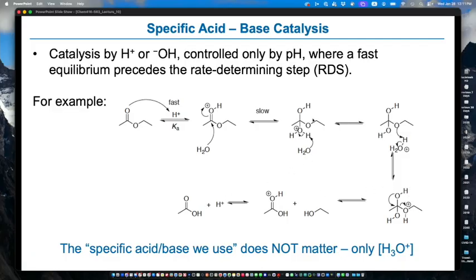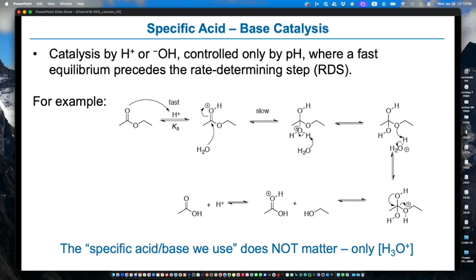Now, one of the simplifications we can make: every step after the slow step, we're going to bin together, right? The turnover limiting step is number 2. That means we're going to simplify the back half of that into just downhill, right? So let's do that part.